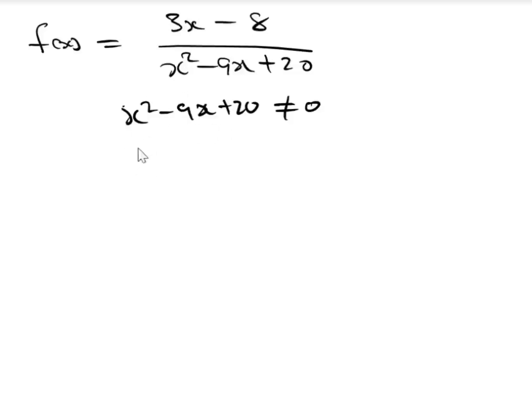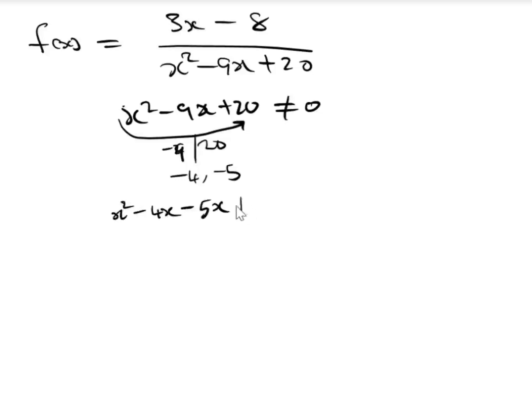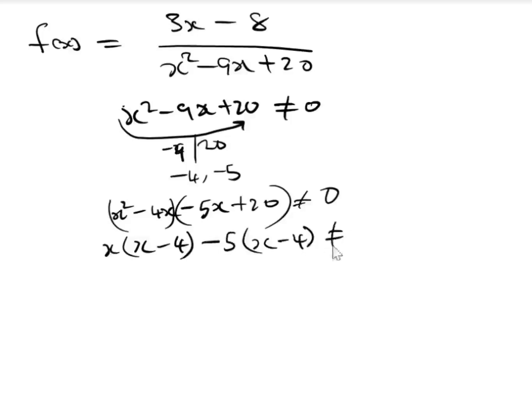Then solving this using factorization, the coefficient of x squared here is 1 and the constant is 20. 1 multiplied by 20 gives 20, and the middle term is minus 9. We have to look for two numbers that multiply to give us 20 and add up to give us minus 9. The numbers are minus 4 and minus 5. I have x squared minus 4x minus 5x plus 20 is not equal to 0. If I factor out x, I will have x into x minus 4, and minus 5 into x minus 4, not equal to 0. My factors are now x minus 5 and x minus 4, not equal to 0.